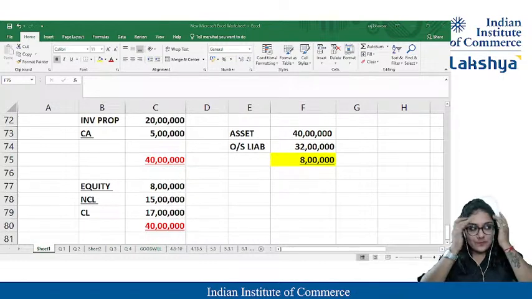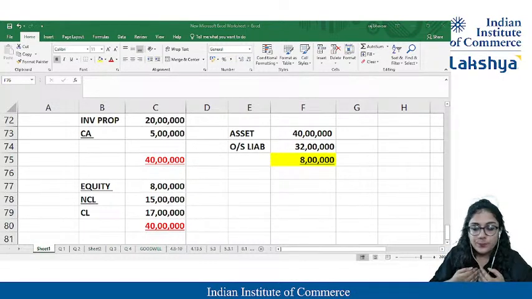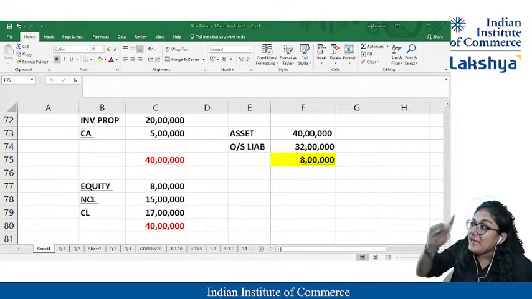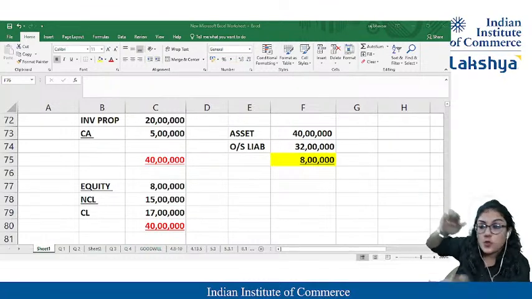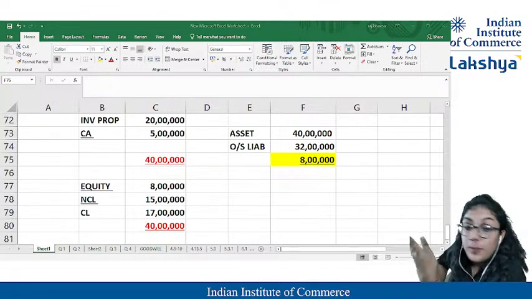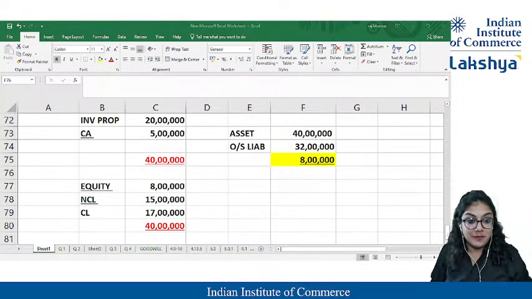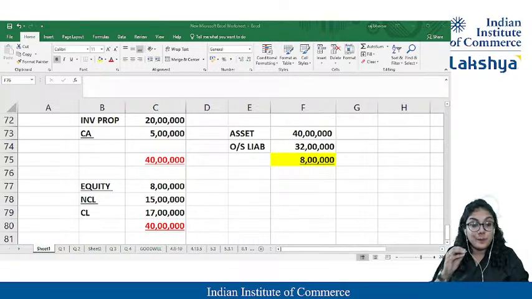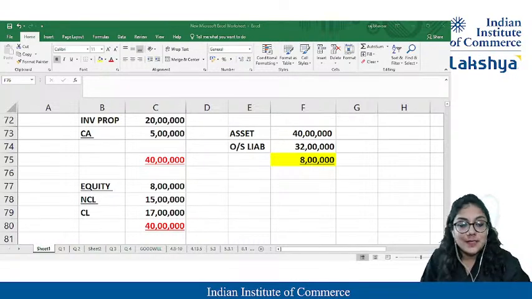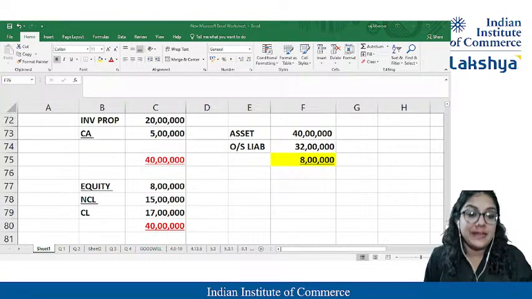Just imagine, if I am the company and I want to purchase some company, and that company has so much assets and so much outside liability, I'll tell them first of all, pay your outside liabilities. Whatever is remaining, only that much I'll make a payment for. Same goes here also. We have to make a payment for net assets, that is, identifiable net assets.